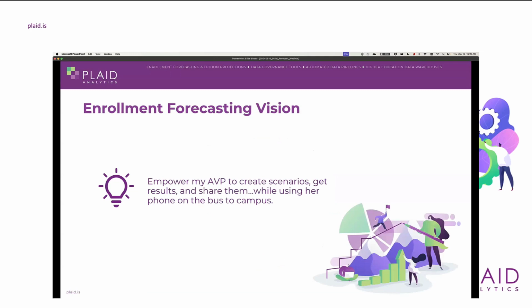So what did we build here? We built a tool called Plaid Forecast, and this was based on a vision. The idea was to get my associate vice president to be able to create scenarios, get results, and share them from her phone on the bus on the way to campus. We're proud to say that we've built exactly that.